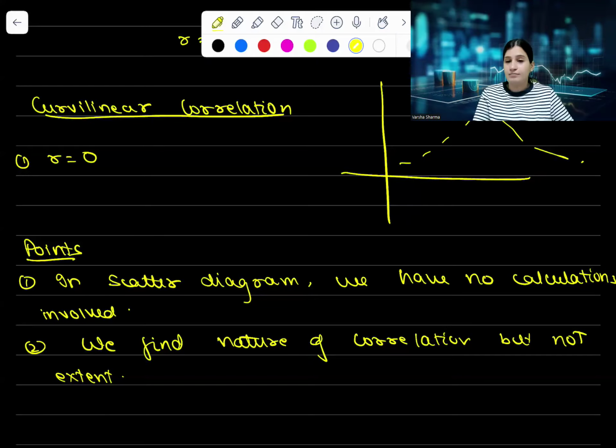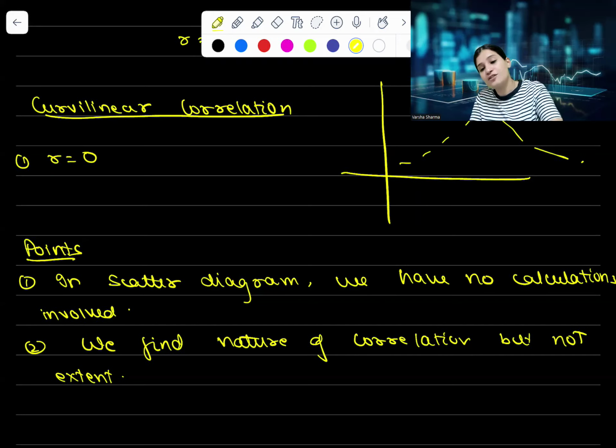Then comes your correlation coefficient. Correlation coefficient is denoted by small r. The value is always between -1 and 1, both inclusive. It does not have any unit, it is a ratio, obviously. Then the value of r is neither affected by origin nor by scale, only by the sign of the scale factor. Clear?